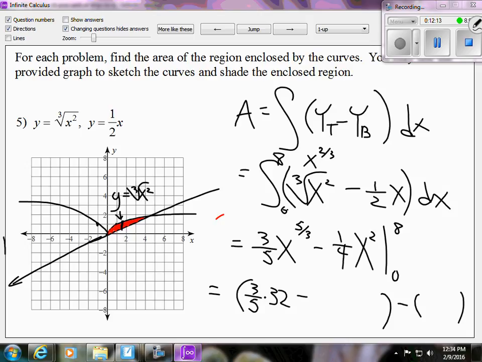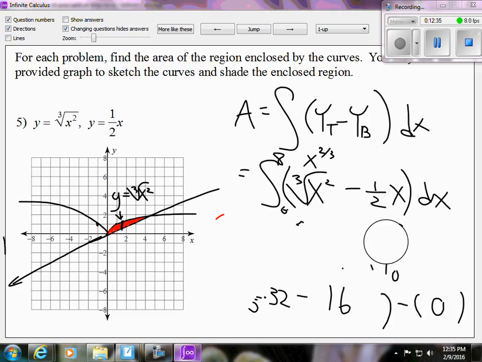What's 1/4 of 8 squared? 16. And when you plug in a 0, you just get 0. So 3/5 times 32, that's a lot of fifths, 96 fifths. Now where am I going with this? So we have 96 fifths minus 16 for our answer.